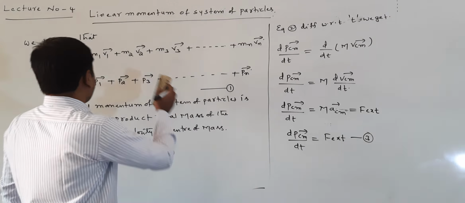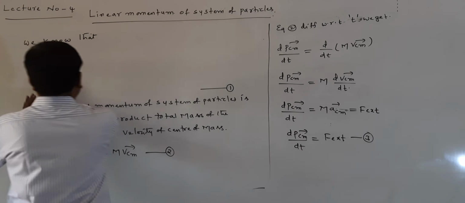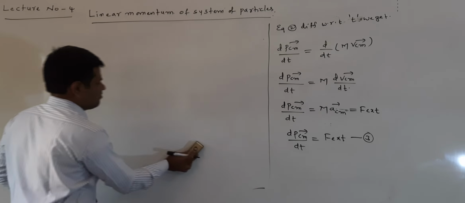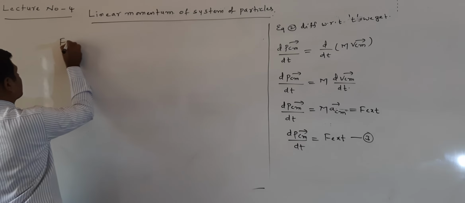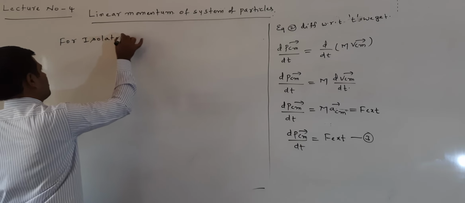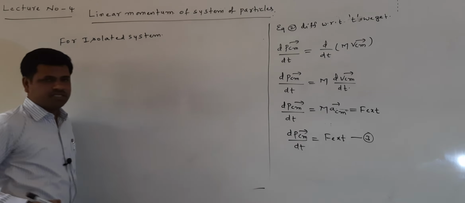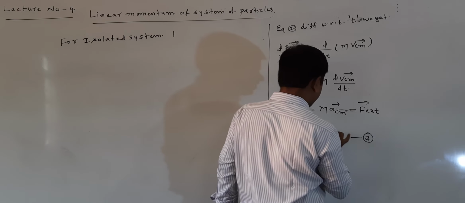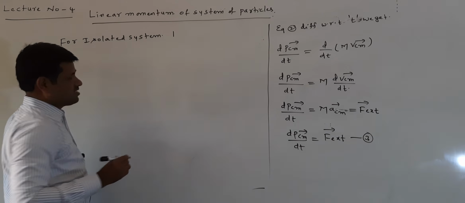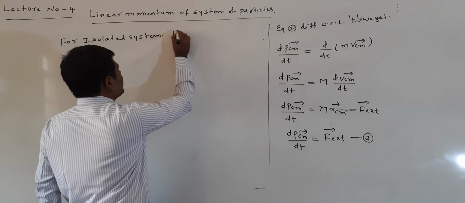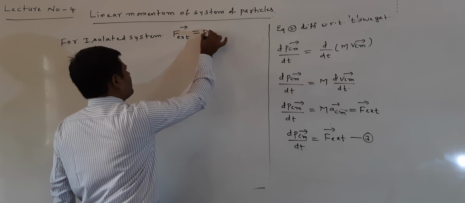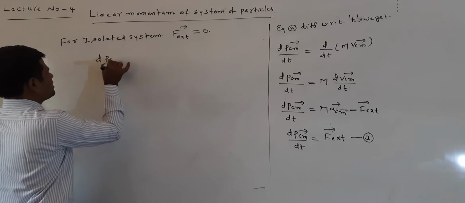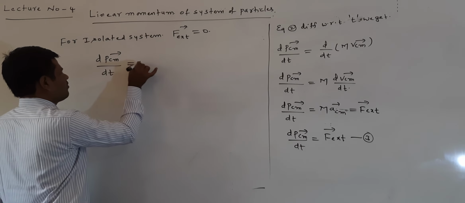Here I consider an isolated system. An isolated system means there is no external force acting on the system, so m into Acm bar is equal to F external bar, and F external bar is equal to 0. F external bar equal to 0 means dPcm bar by dt is equal to 0.